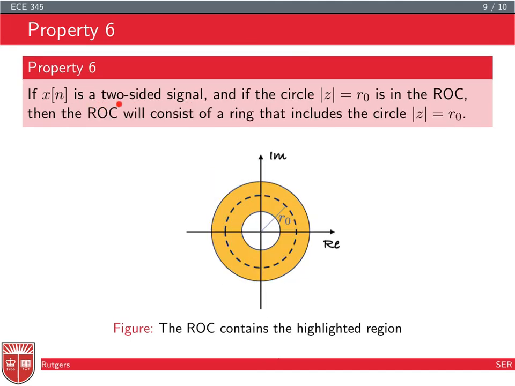And if the signal is two-sided and the circle with radius r0 is in the ROC, then the ROC is a ring that contains that circle.